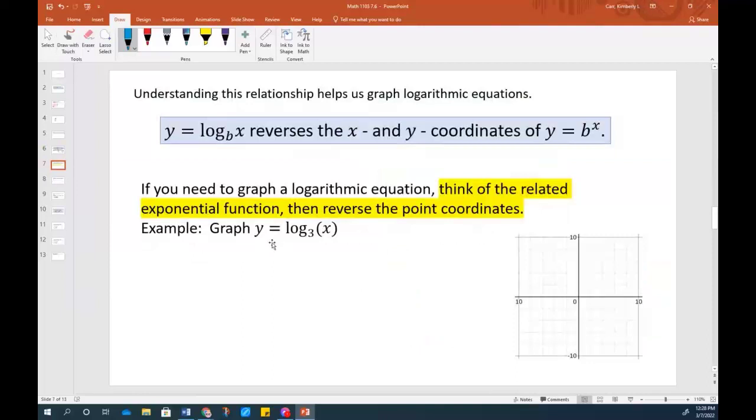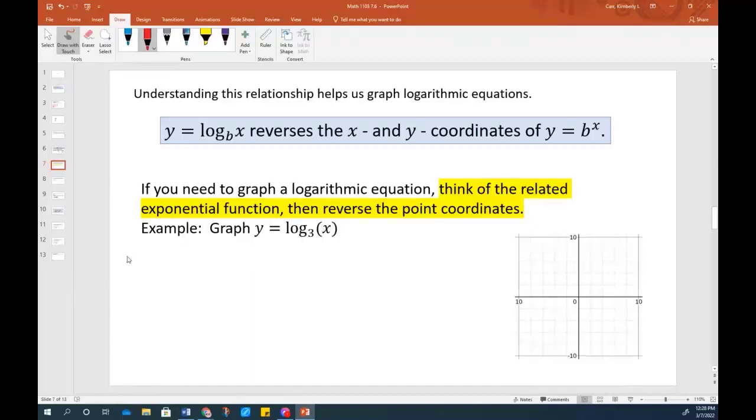Just like we can graph exponential functions, we can graph logarithmic functions. But if you need to graph and find particular points, notice in the blue box it says that y equals log base b of x reverses the x and y coordinates. So really, the easiest thing to do is just think of what the x, y coordinates would be for the related equation and then flip them all. So if I were going to graph y equals log base 3 of x, our brains are not programmed to think in logarithms.